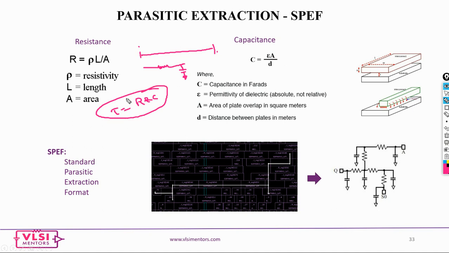Now your routing is going to be something like this, and the extraction extracts the R and C values for your subsequent timing analysis, IR drop analysis, etc. So your resistance is rho L by A, and your capacitance is epsilon L by D, and they would be calculated for each and every net and dumped in the form of something called SPEF. Once you have the SPEF, the final step in the flow is to go and run the STA.